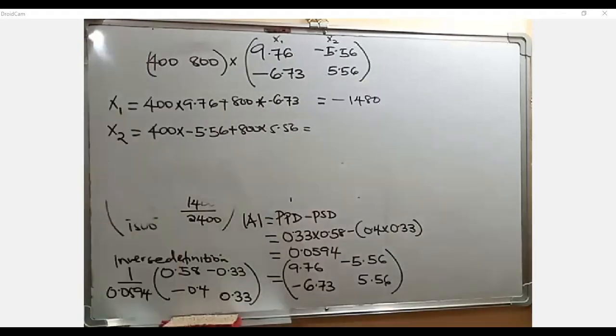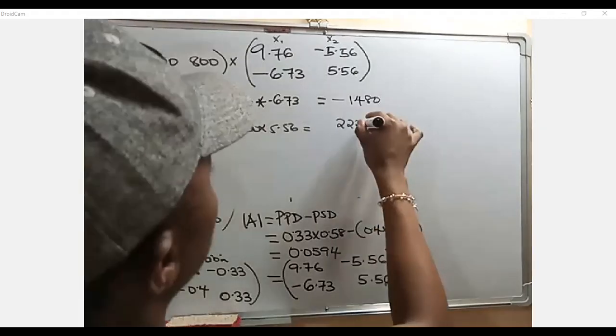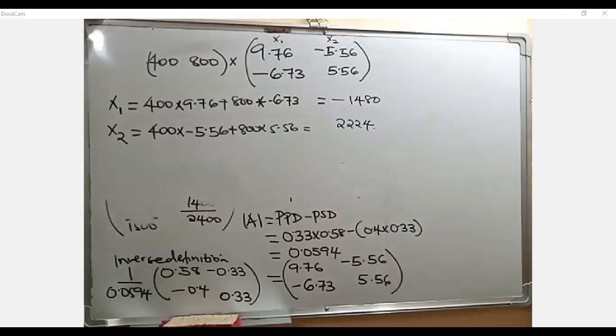Then the second one will be 400 times negative 5.56 plus 800 times 5.56. We are getting 2224. That is what we just do. That is how simple input-output is. I will share with you a certain question. You do a revision so that I can see whether you understand the concept.